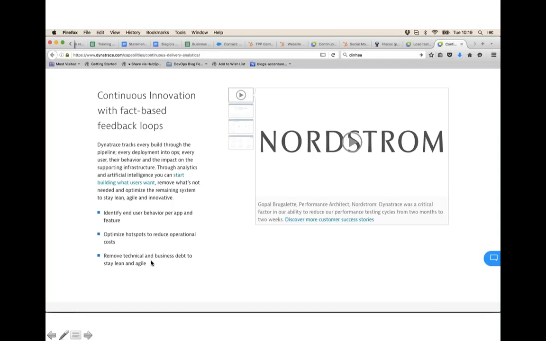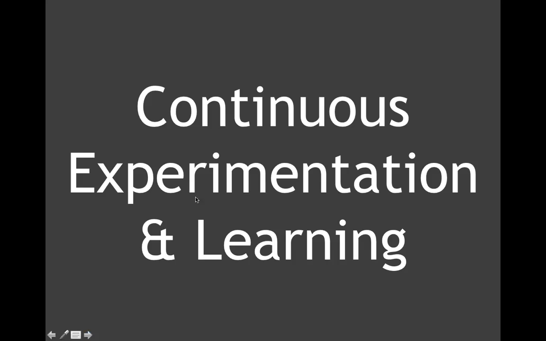If we go back to Dynatrace, this is another page from their site, screenshotted here, where they talk about continuous innovation, again with fact-based feedback loops. When you do this type of real-time monitoring or continuous performance management, you amplify that feedback loop and allow yourself to make better decisions.